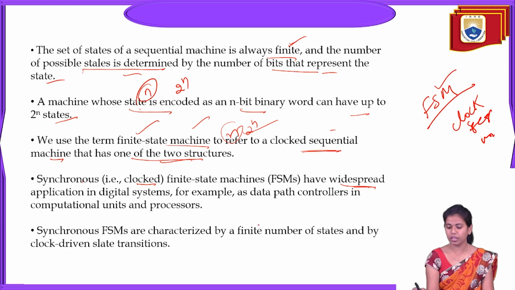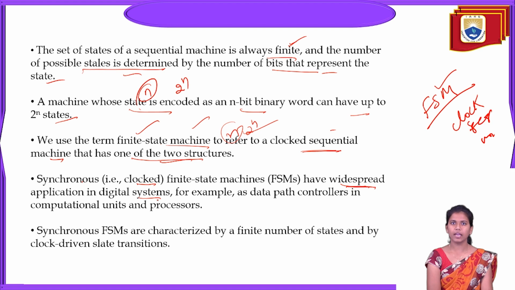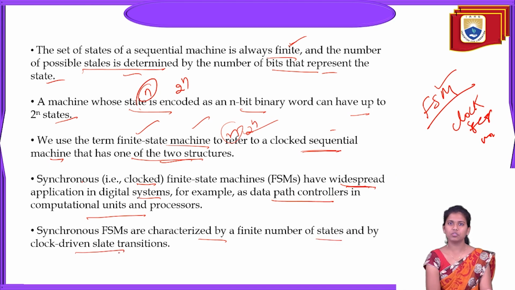That means they go for the high speed of applications in digital systems. In digital systems, compared to the asynchronous, synchronous sequential machines go with the high priority. For example, data path controllers in computational units and processors. So in the various multiprocessors and multi-controllers, we see that finite state machines are widely used. And synchronous finite state machines are characterized by finite numbers of states and by clock-driven state transitions.